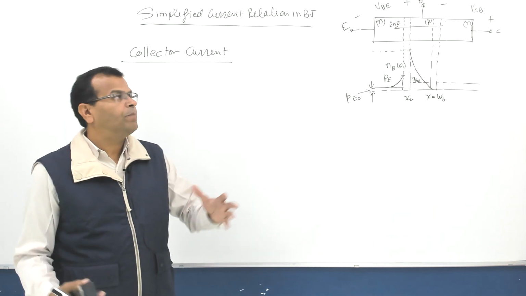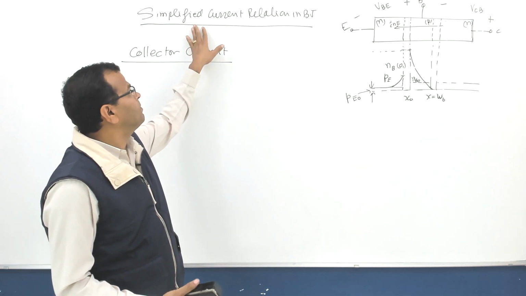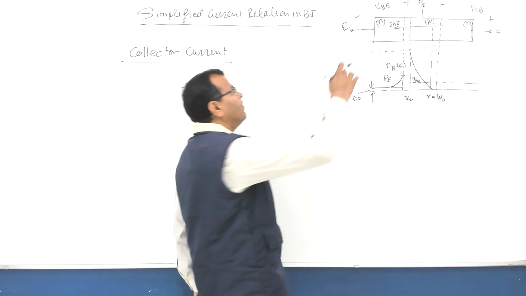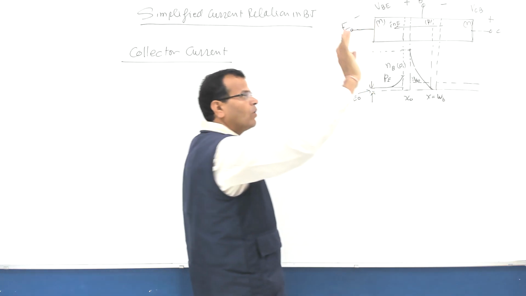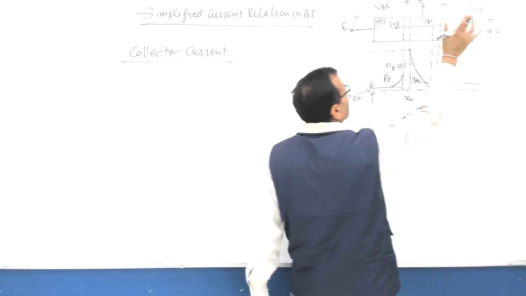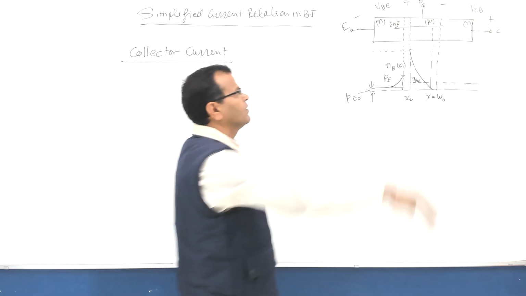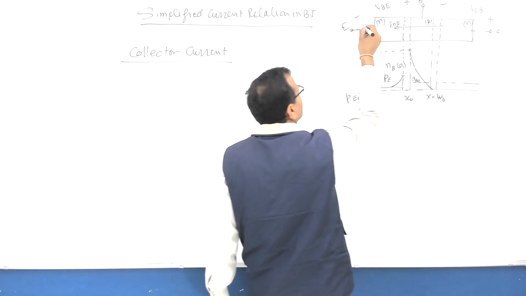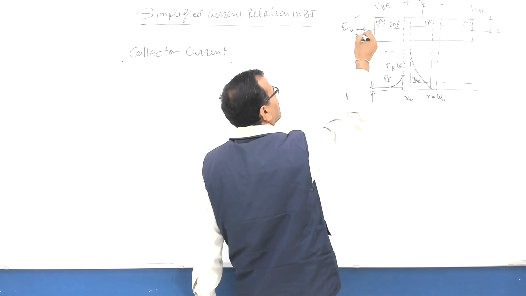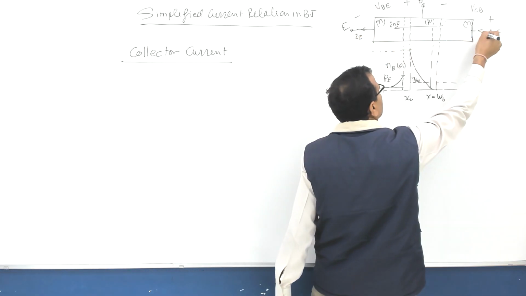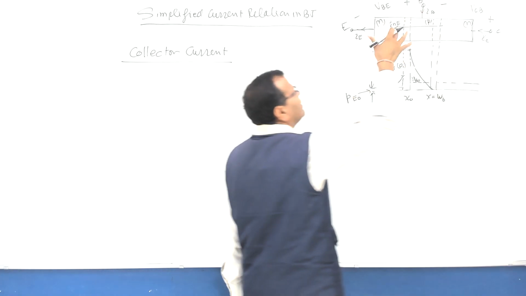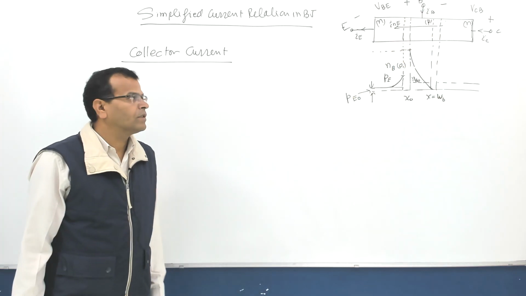The next topic of BJT is simplified current relations in BJT. Simplified current relationship means I will be talking about the emitter current, collector current and the base current. We will be talking about NPN transistors. So when you talk about NPN, this is IE, this is collector current IC and this is base current IB. So we will see the expressions of these currents.